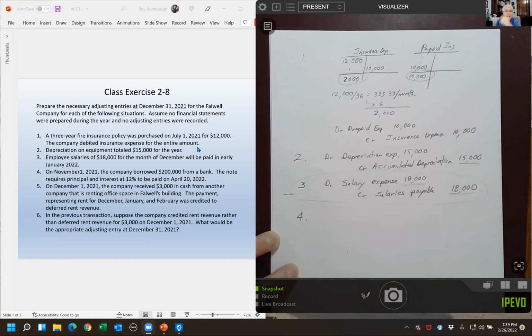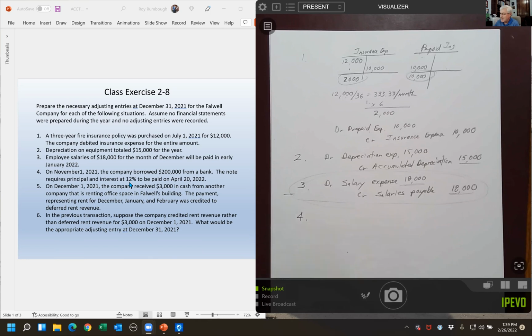Number 4, the company borrowed $200,000 from a bank with interest at 12%, and it's not going to be paid till April 20th of 2022. Well, first of all, I know that's a current liability because it's going to be paid in the next year, but that's not what they're asking for here. What's happened here is both, note what it says, both the principal and the interest will be paid in April 20th, 2022. But what happened? We have incurred some interest expense. We've been using someone else's money at a cost of 12% for every 12 months we use that money, because interest rates are always provided at a 12-month rate.